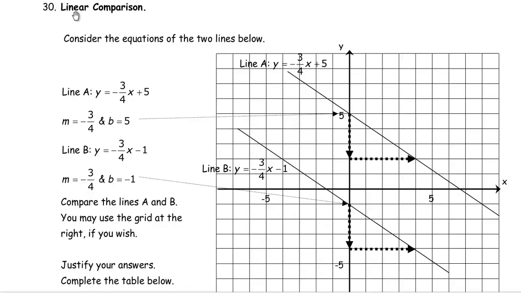Question number 30, linear comparison. Consider the equations of the two lines below. Line A is y equals negative 3/4 x plus 5, and line B is y equals negative 3/4 x minus 1. Compare the lines A and B. You may use the grid at the right if you wish.